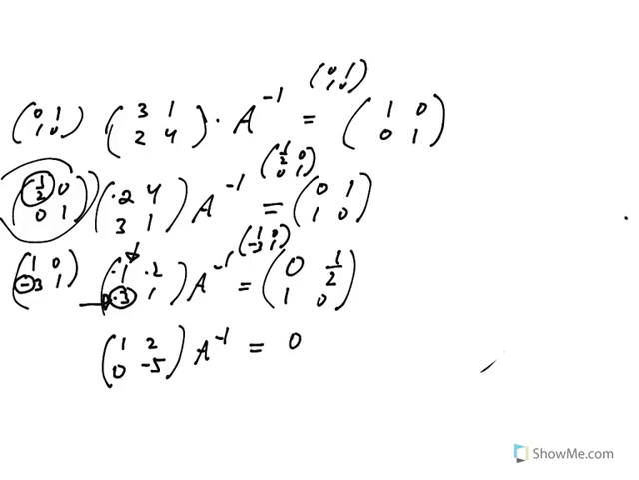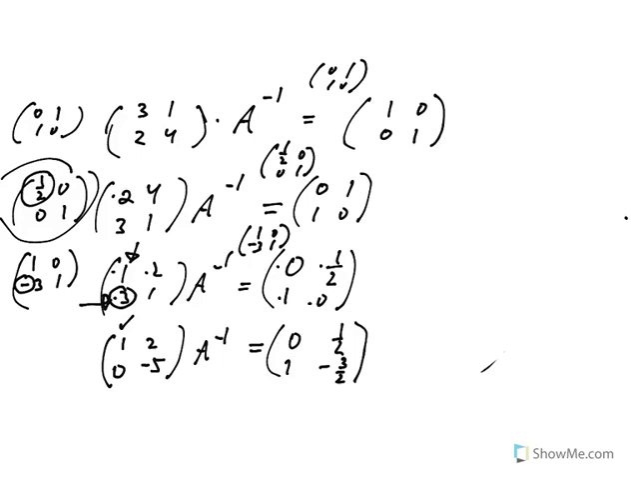I have to do this to the other side also. -3 times 0 is 0, plus 1 is 1. -3 times 1/2 is -3/2 plus 0. Now that I've got this column, sorry, how I want it to be.